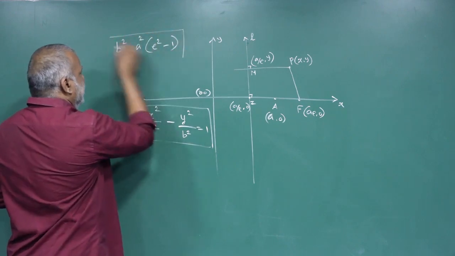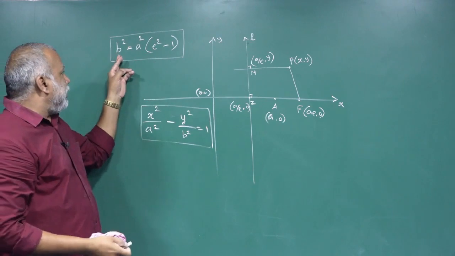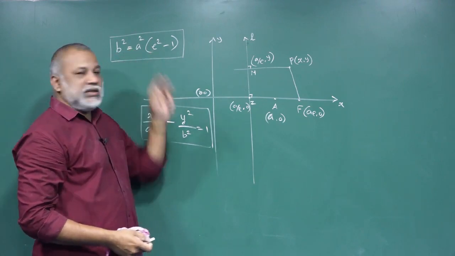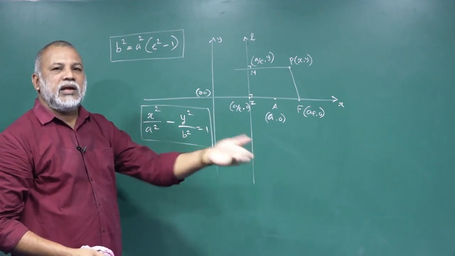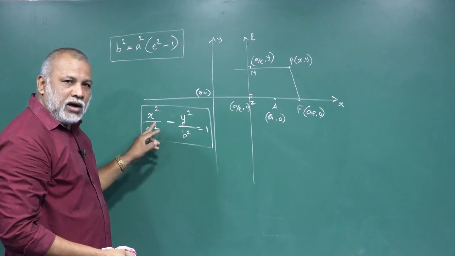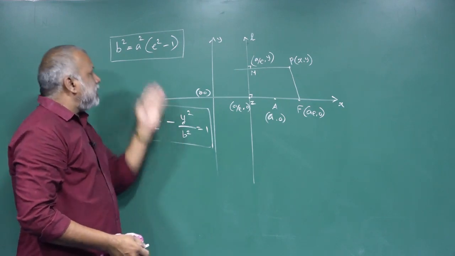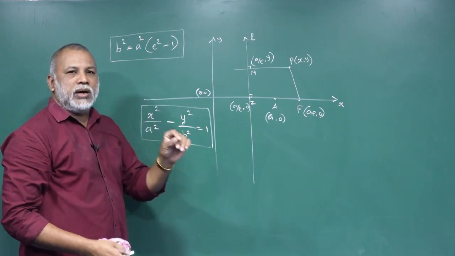See this. When compared with the ellipse, in the ellipse b squared equal to a squared of 1 minus e squared. Here it is e squared minus 1. The reason is here e is greater than 1. So this is the standard equation of the hyperbola. Here we are giving the name b squared equal to a squared of e squared minus 1.